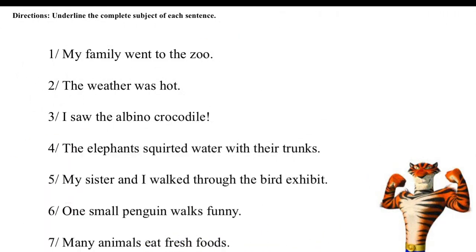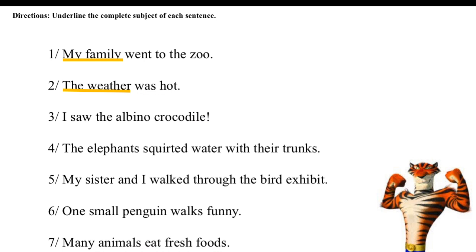Let's go and practice. Underline the complete subject of each sentence. Number 1. My family went to the zoo. Who went to the zoo? Who is the sentence about? My family. Number 2, the weather was hot. What was hot? The weather. That's the subject.